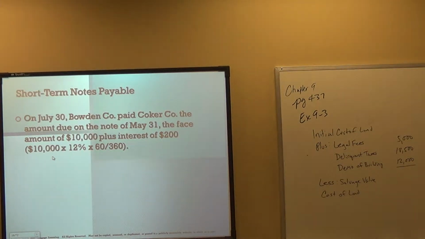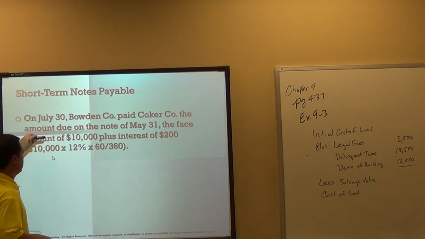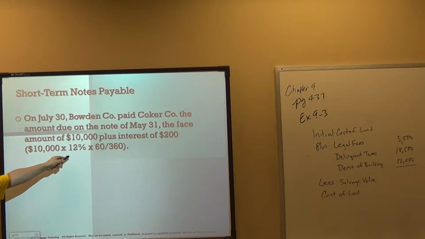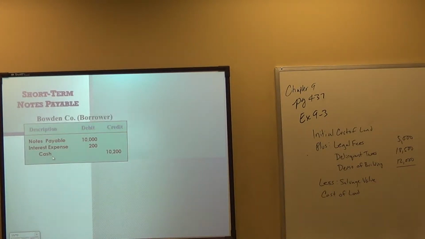All right, short-term note payable here, another one here, amount due on May 31st. The face amount is $10,000 plus interest of $200. That's how they figured it out there. It's 2 months, 1% a month. So this is how we have it. So we had notes payable. We're now debiting that, which means we are getting rid of that.